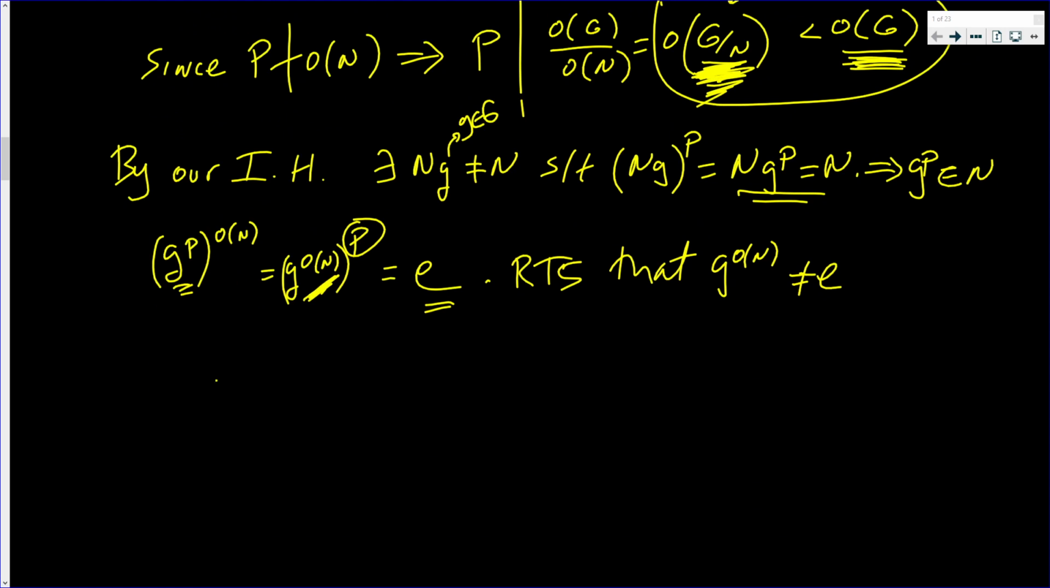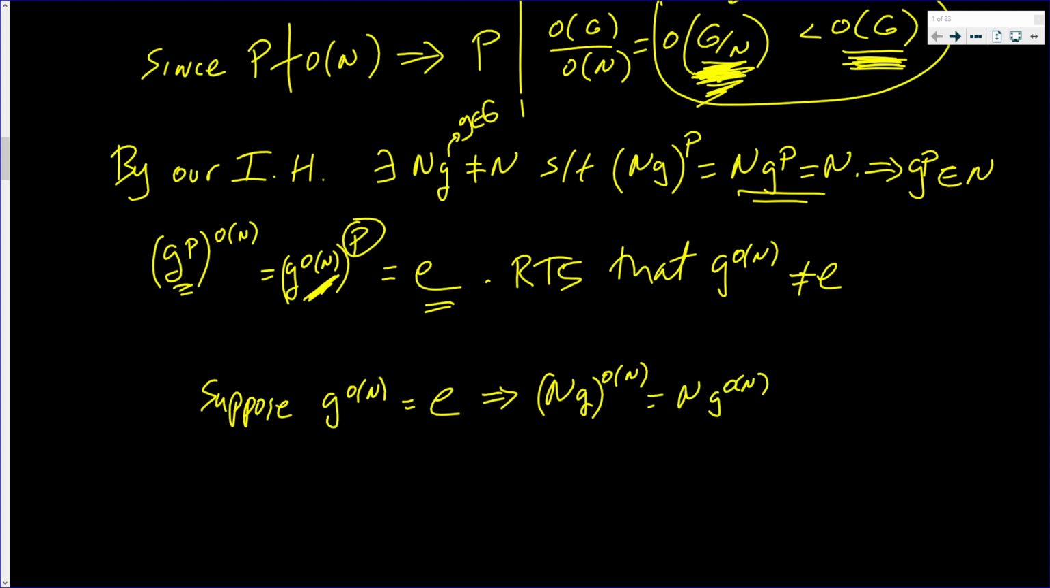Suppose otherwise. Suppose that G to the order of N is E. Well, that implies that NG to the order of N, well, that's NG to the order of N, which is NE, which is N. Okay, so let's write that last statement down. NG to the order of N is equal to N.